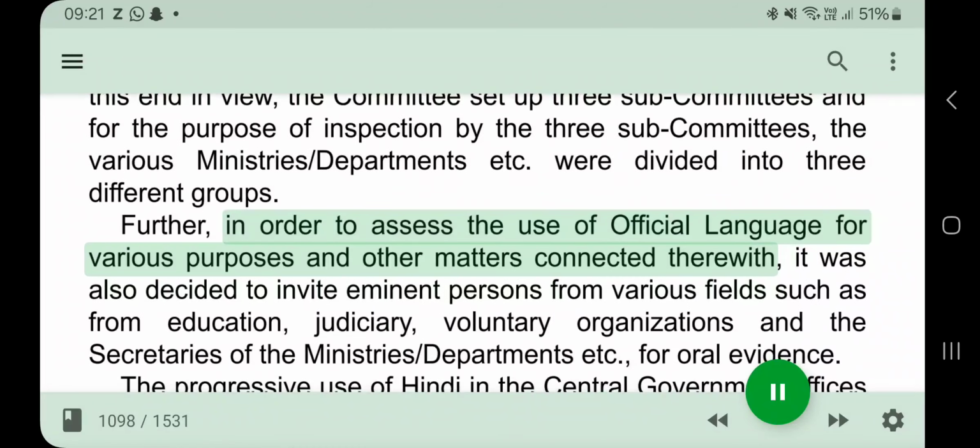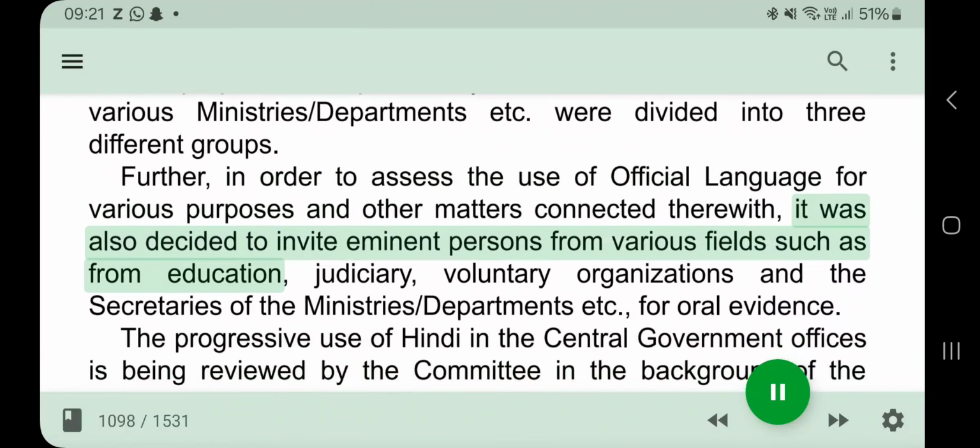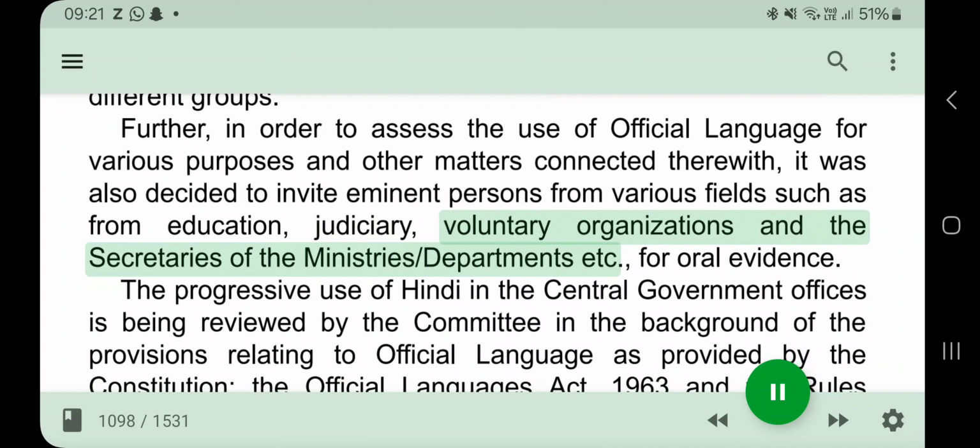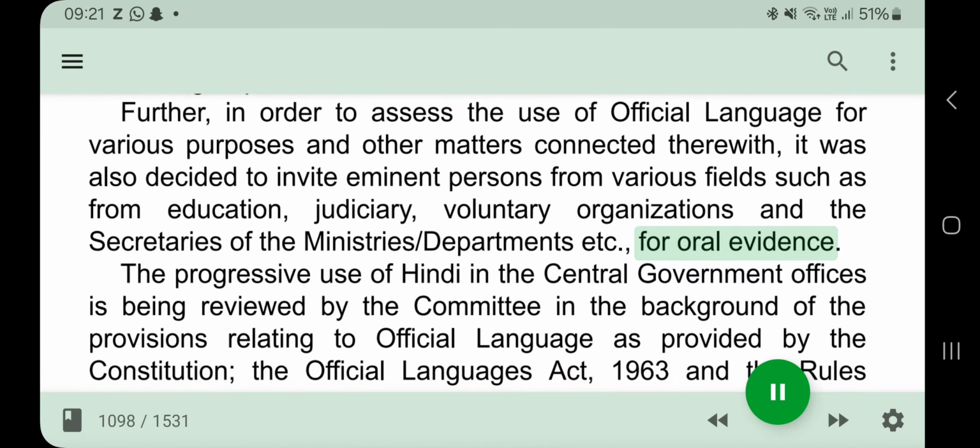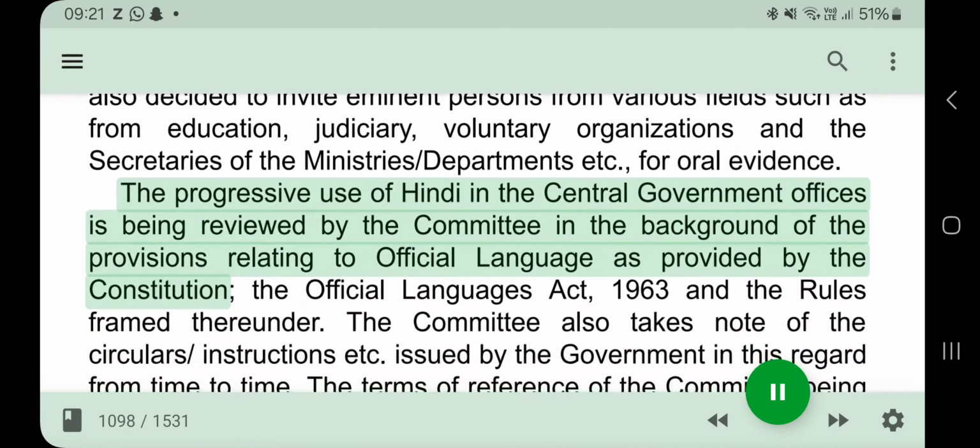Further, in order to assess the use of official language for various purposes and other matters connected therewith, it was also decided to invite eminent persons from various fields such as education, judiciary, voluntary organizations, and the secretaries of the ministries, departments etc. for oral evidence. The progressive use of Hindi in the central government offices is being reviewed by the committee in the background of the provisions relating to official language as provided by the Constitution.